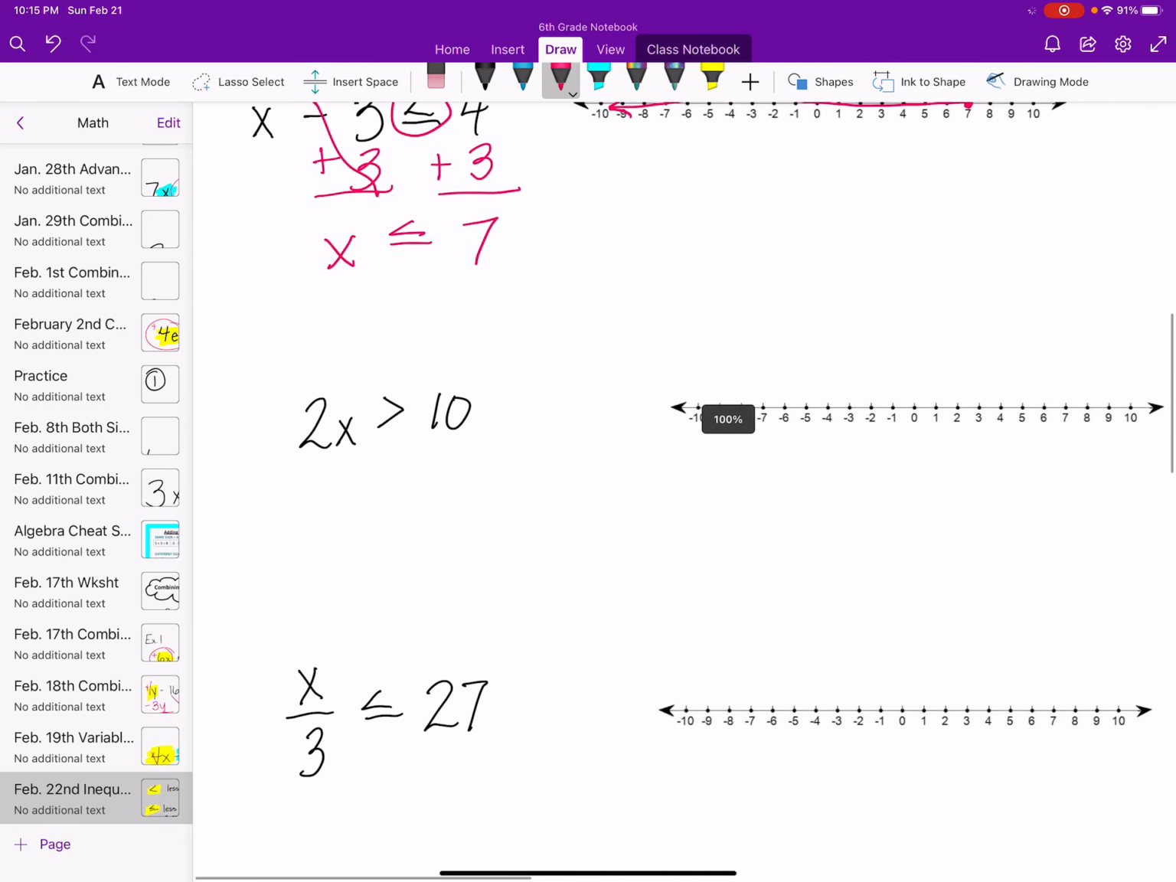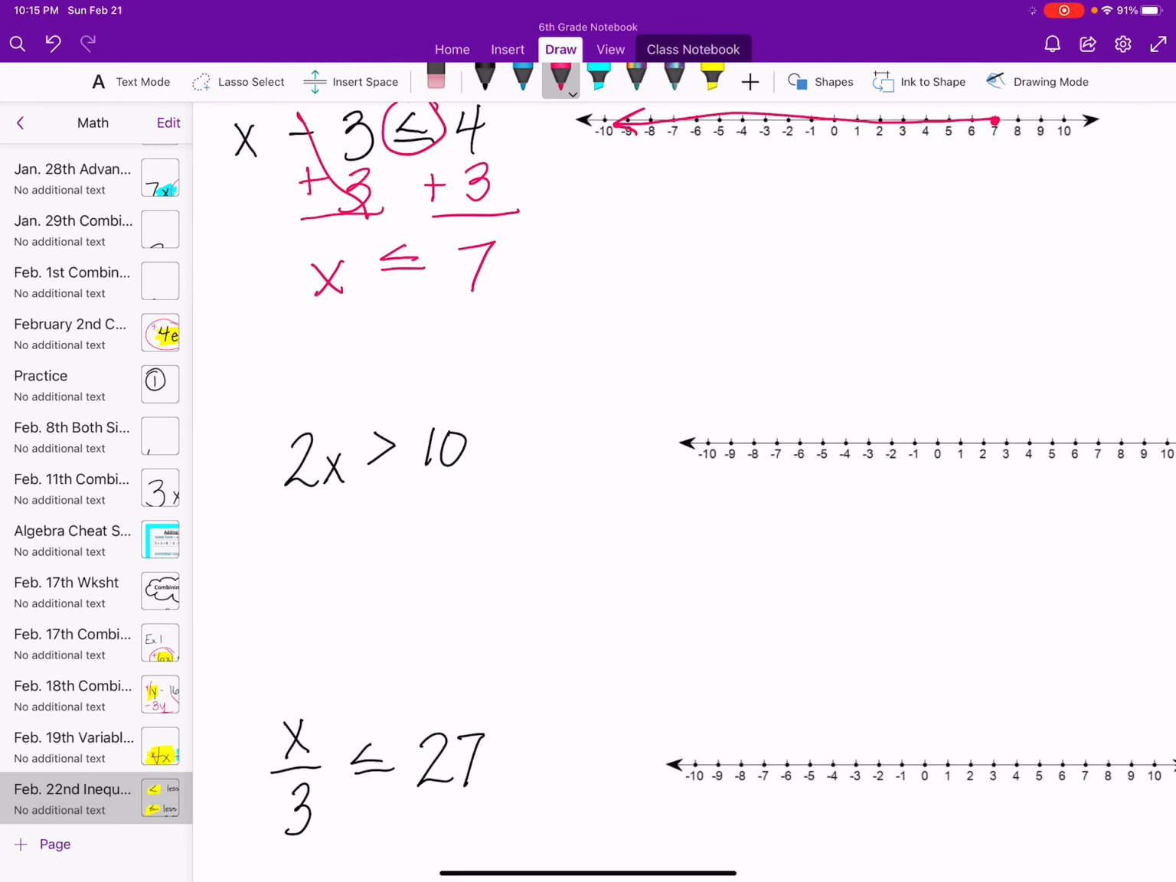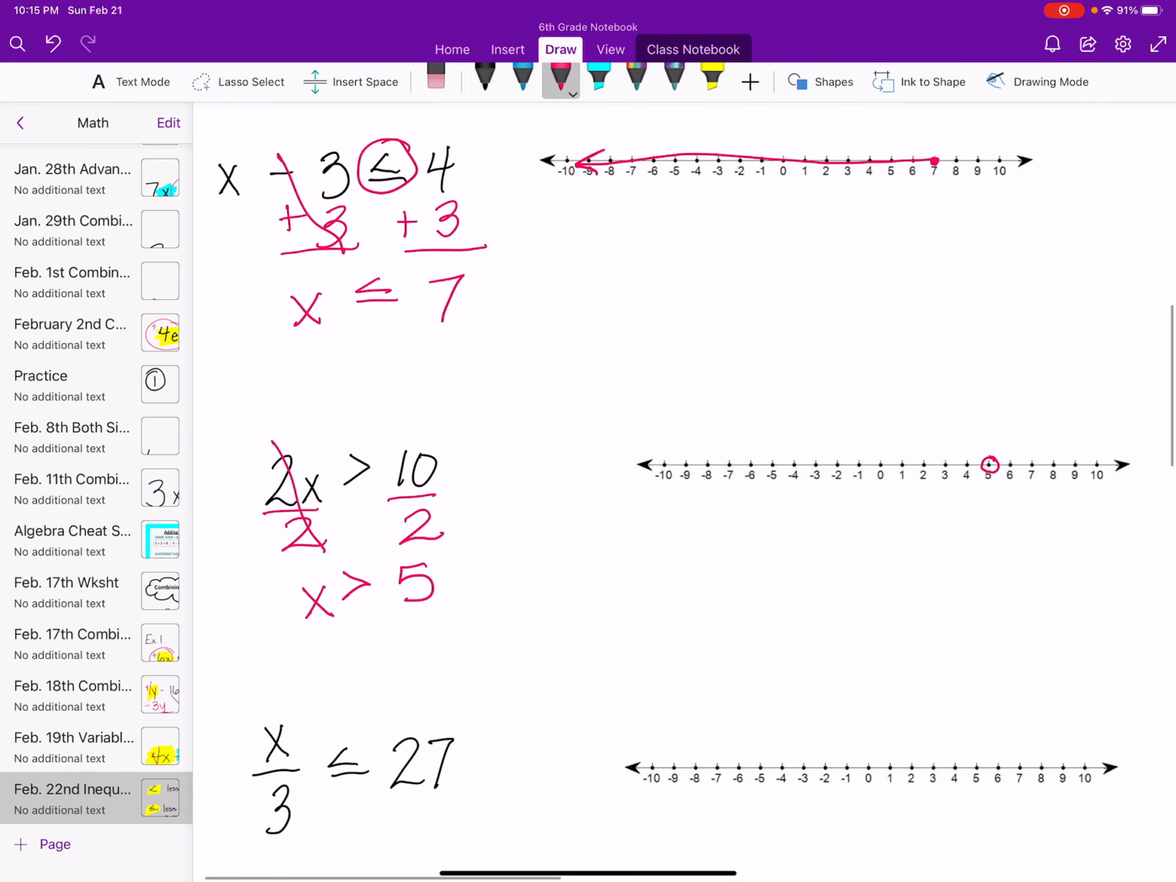Okay. Now I'm going to have you remember some multiplication and division. So I have 2 times x is greater than 10. The opposite of times is dividing, so I'm going to divide by 2 on each side. And then I get x is greater than 5, because 10 divided by 2 is 5. Okay, this is just a greater than sign. It does not have the line underneath, meaning that it can be any number greater than 5, but it can't be 5. So I'm going to put an open circle on 5, and I want to draw my arrow to where my numbers are greater than 5. So I'd be drawing my arrow to the right.